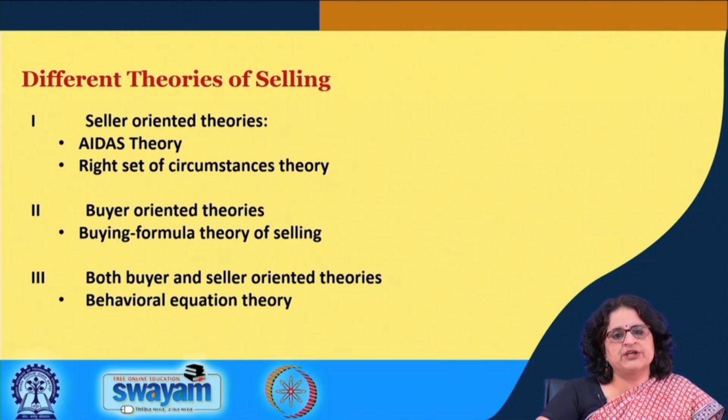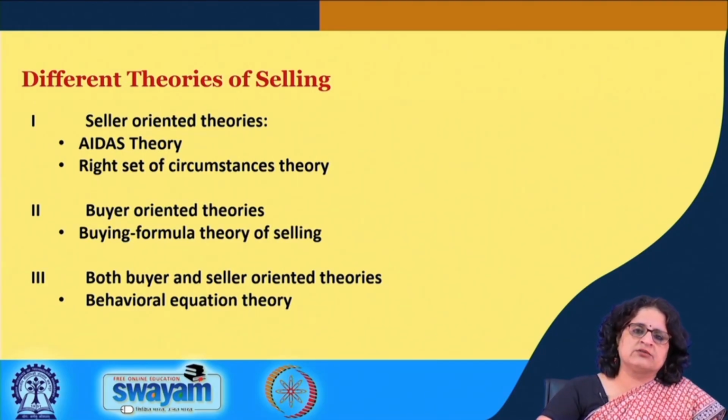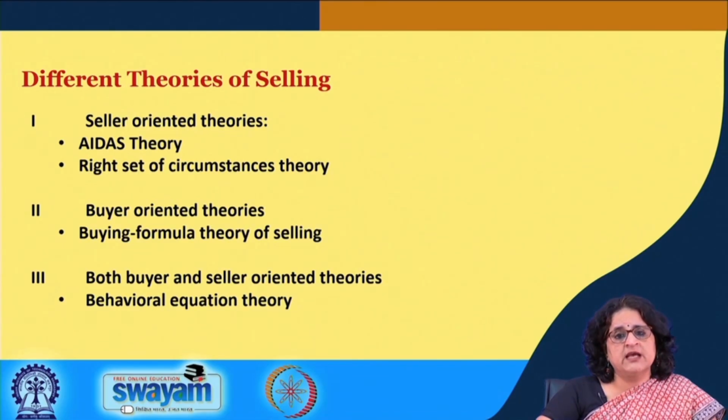We have the seller oriented theories, we have the buyer oriented theories, and we have both the buyer and seller oriented theories. Now as I said in the previous slide, selling may be considered as an art, it may be considered as a science, and it may also be considered as an art evolving into a science.